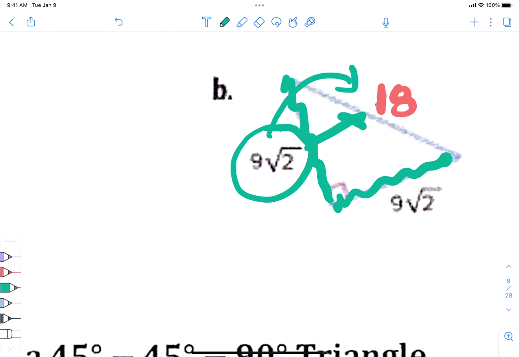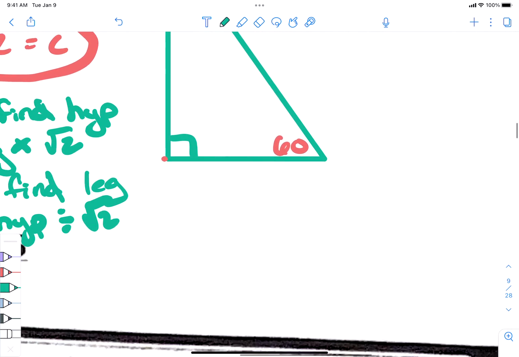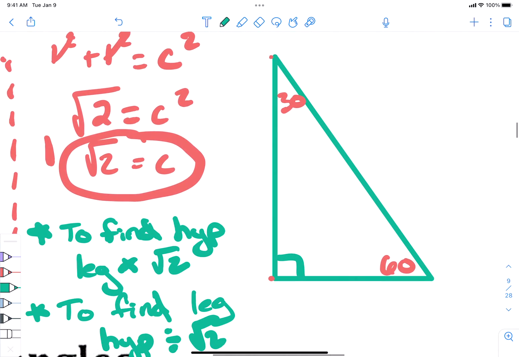Like we don't have two sides that are the same. So we've got a little bit different of a story up here. So go back up to the very, very top, and I'm going to show you what this guy looks like.